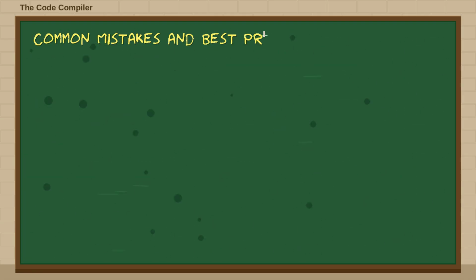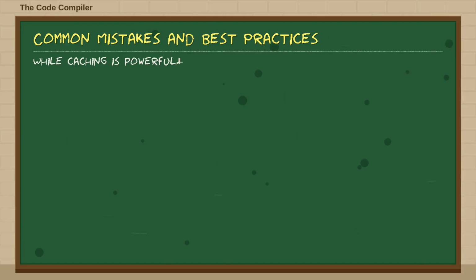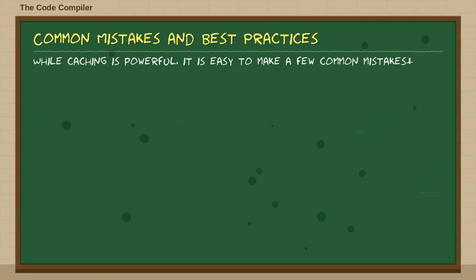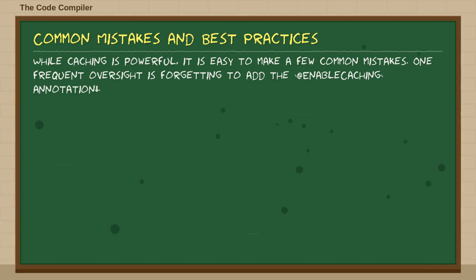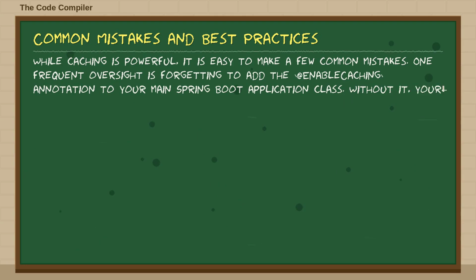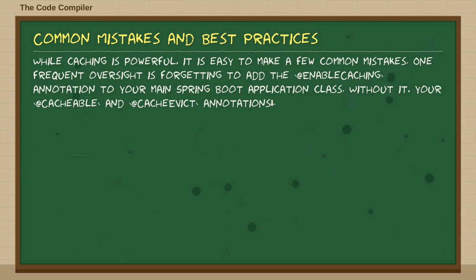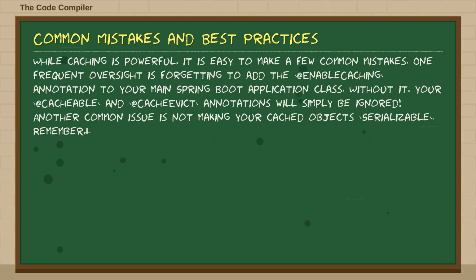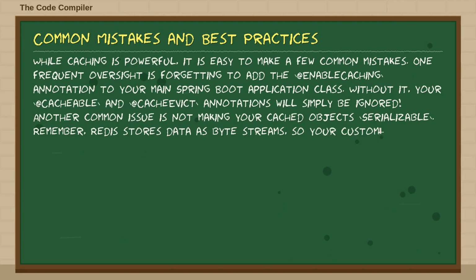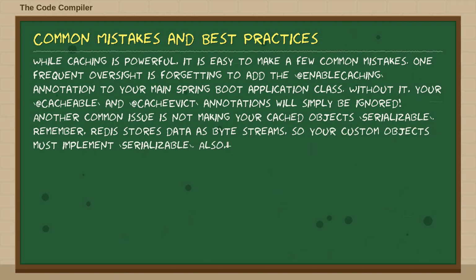While caching is powerful, it is easy to make a few common mistakes. One frequent oversight is forgetting to add the @EnableCaching annotation to your main Spring Boot application class. Without it, your @Cacheable and @CacheEvict annotations will simply be ignored. Another common issue is not making your cached objects serializable. Remember, Redis stores data as byte streams, so your custom objects must implement Serializable.